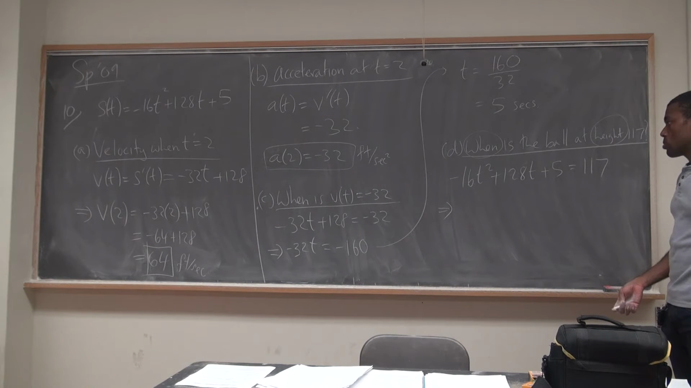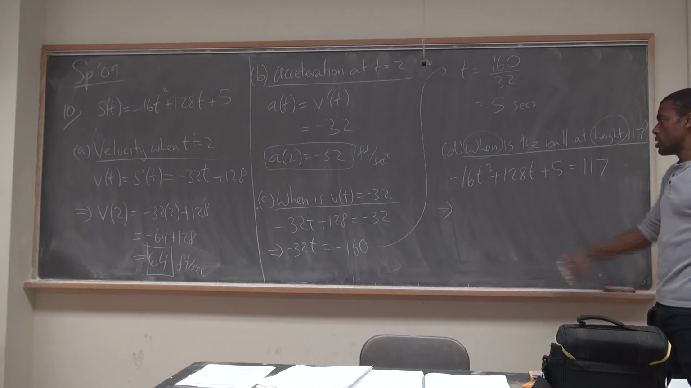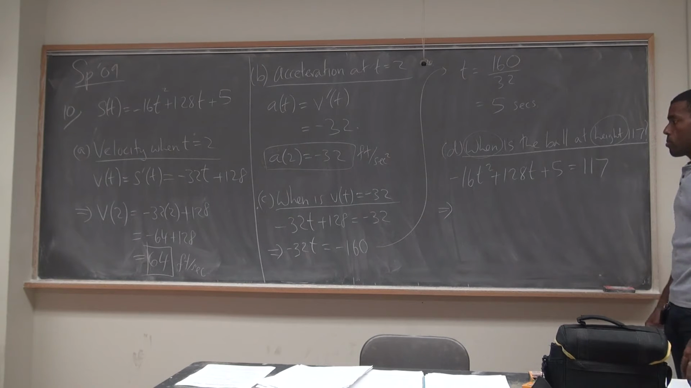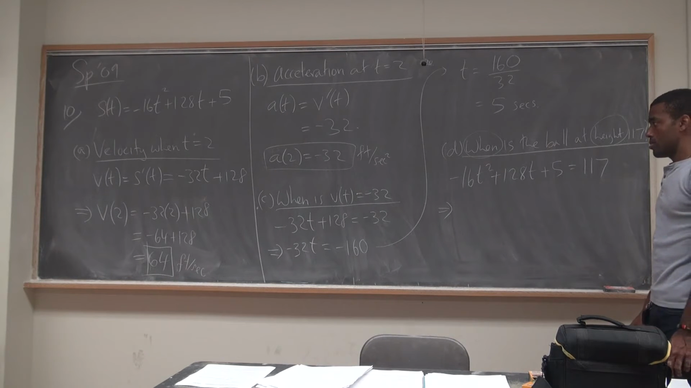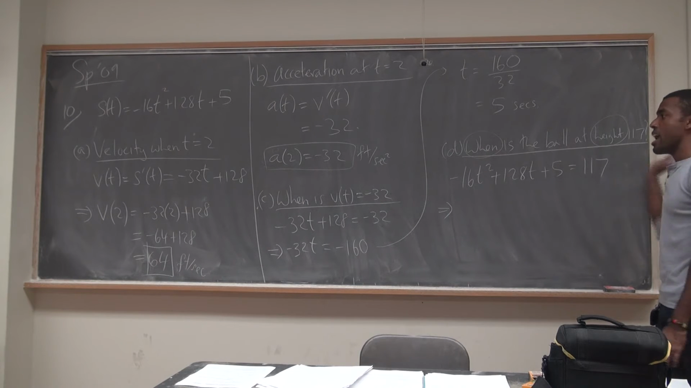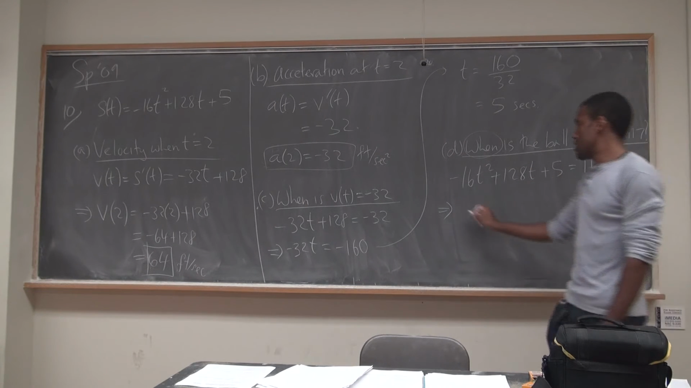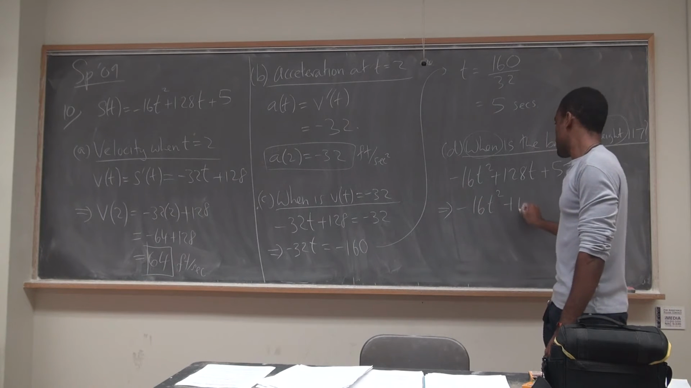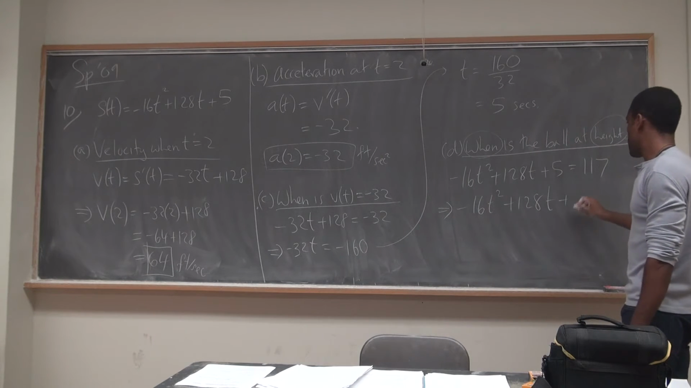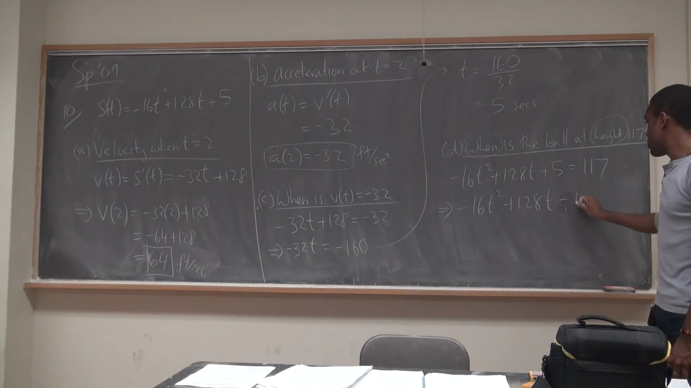You have a t squared and a t. What do I do? Factor it out. Factor what out? No, you still have a t inside. We subtract 117, put it inside, and then it's a quadratic. You get everything to one side equals 0. So what do I get here? Minus 112.